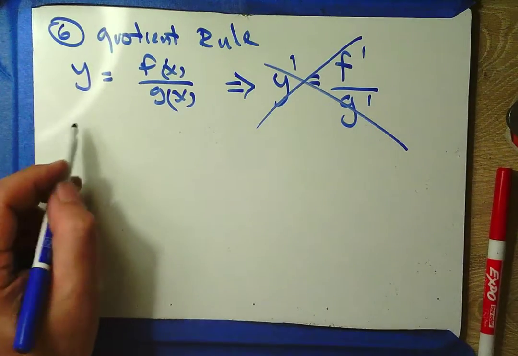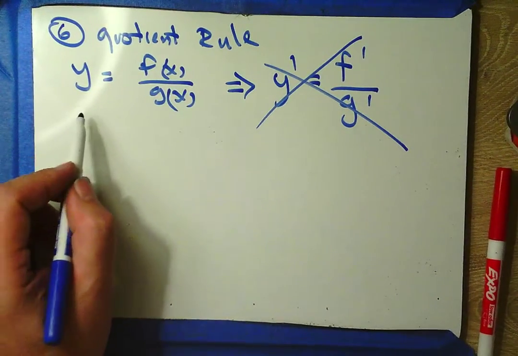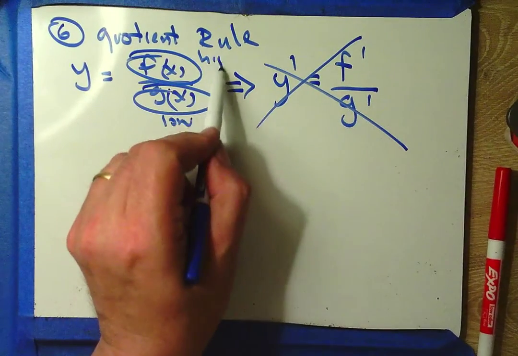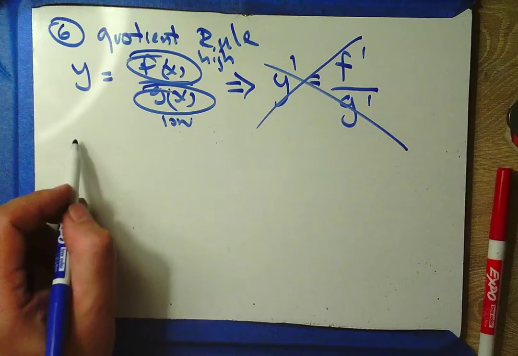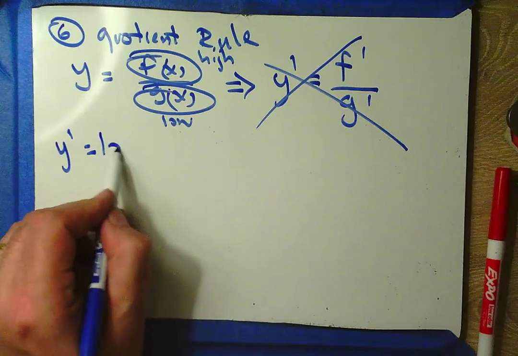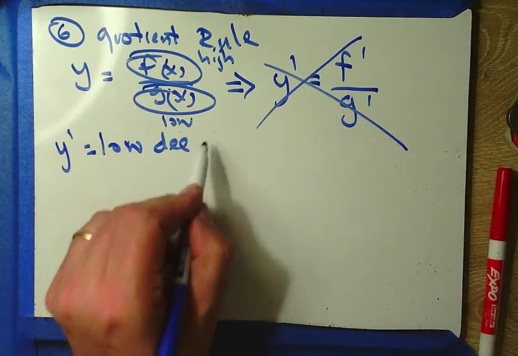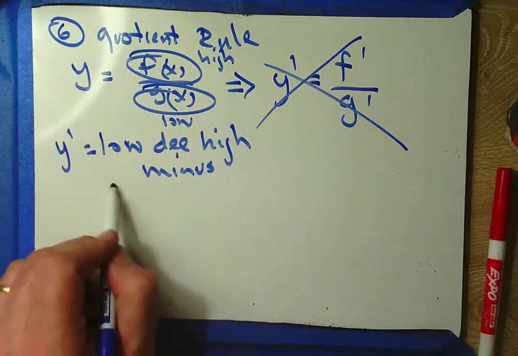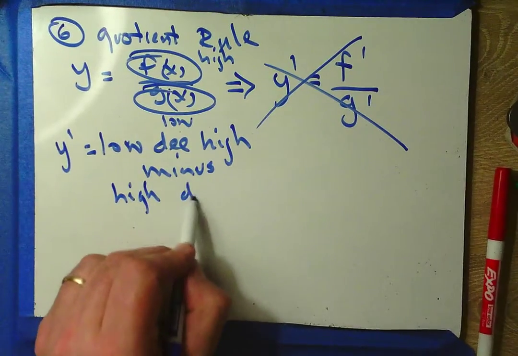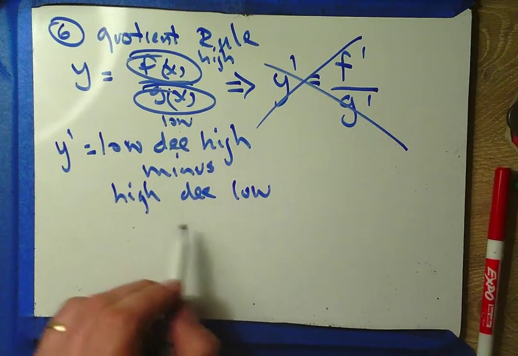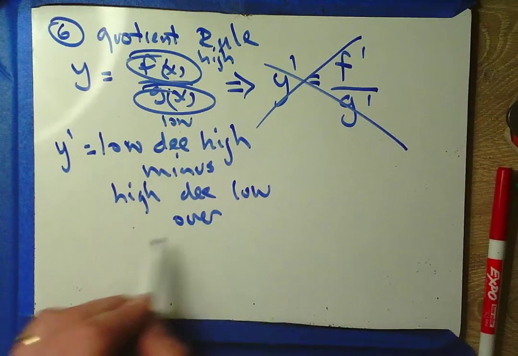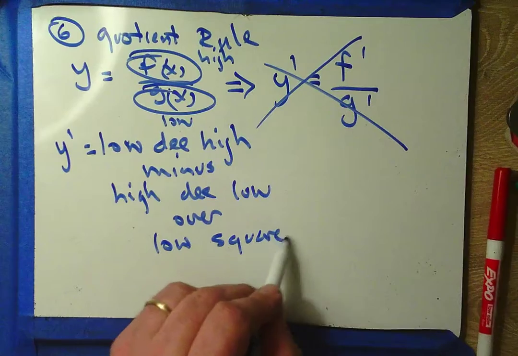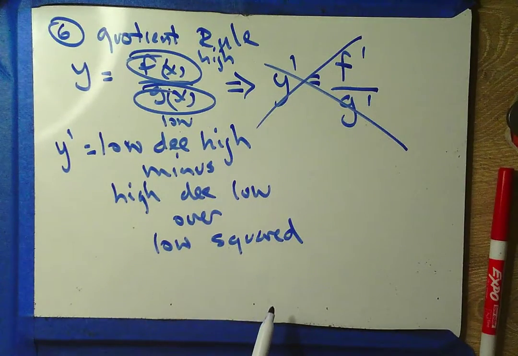Okay, so the quotient rule works like this. This is my low function, and this is my high function. And my little song is y prime is low, d high, minus high, d low, over low squared. What you on about, Kukla?